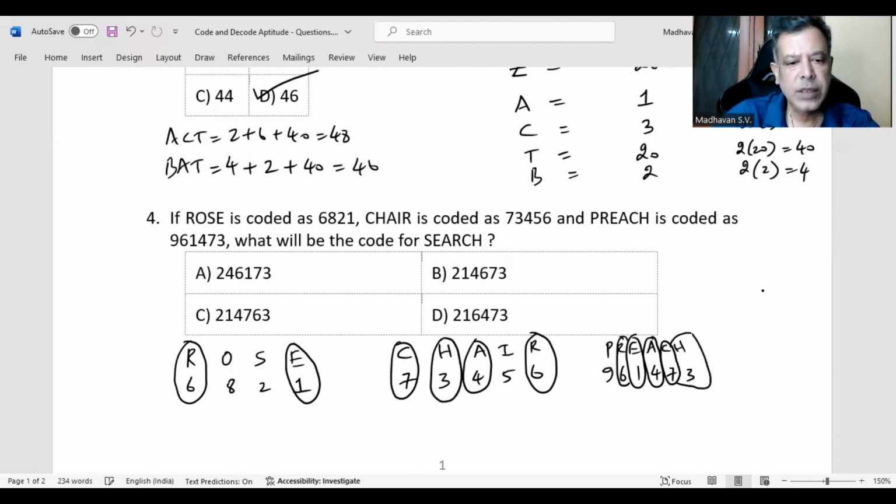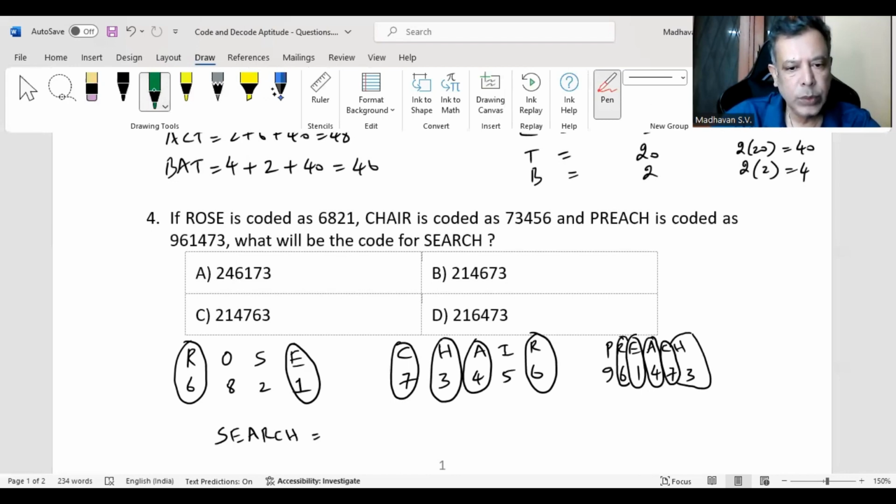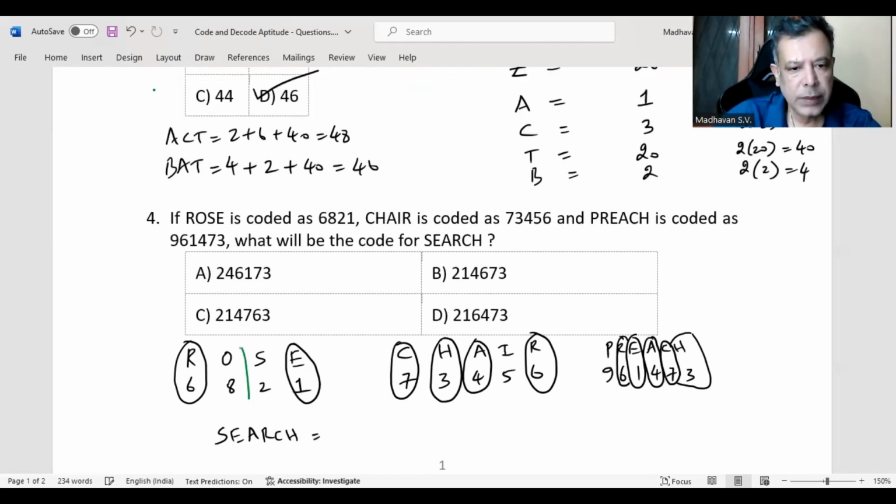So based on this, we can code our search. For S, the number is 2. Here it is. So we can put 2 for S. For E, here it is. It is available, 1.